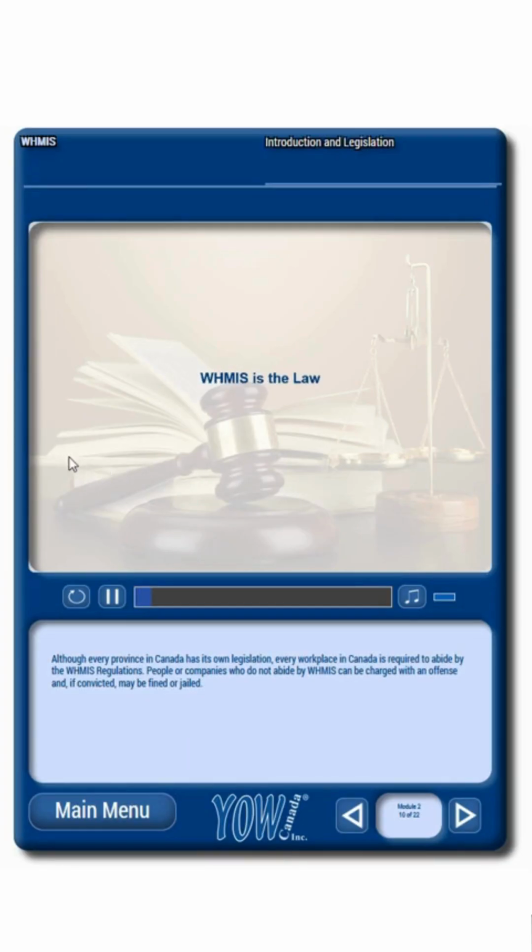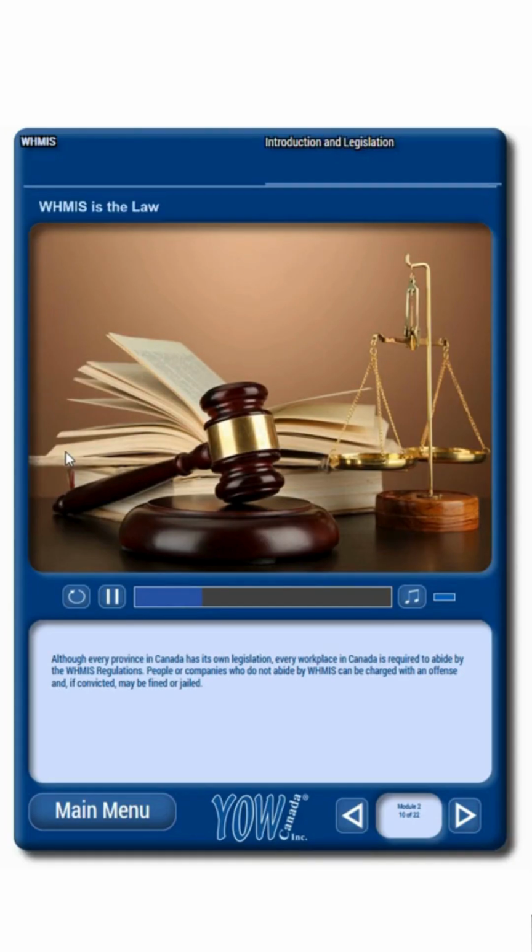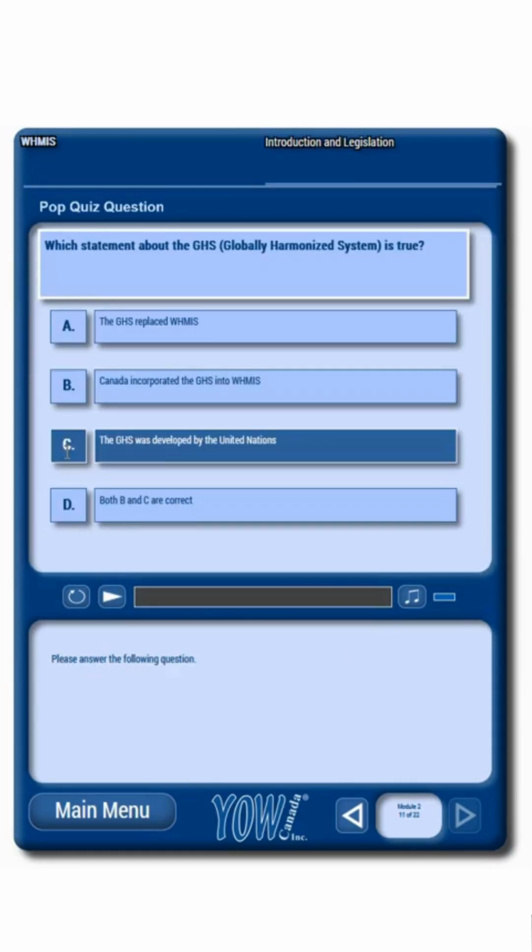WHMIS is the law. Although every province in Canada has its own legislation, every workplace in Canada is required to abide by the WHMIS regulations. People or companies who do not abide by WHMIS can be charged with an offense, and if convicted, may be fined or jailed.